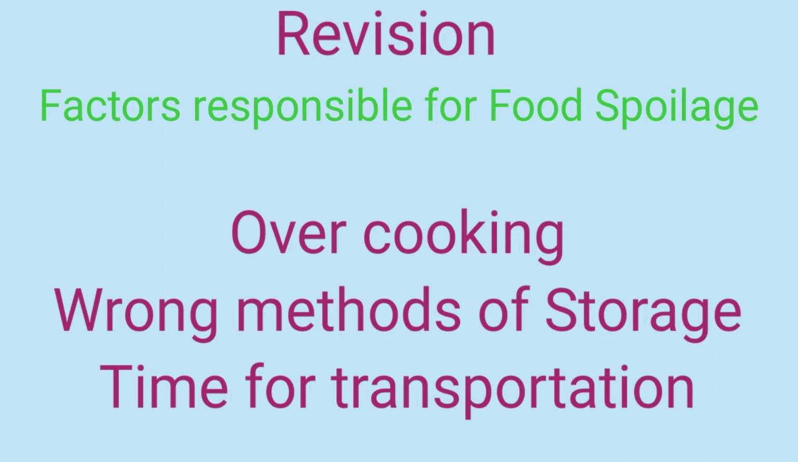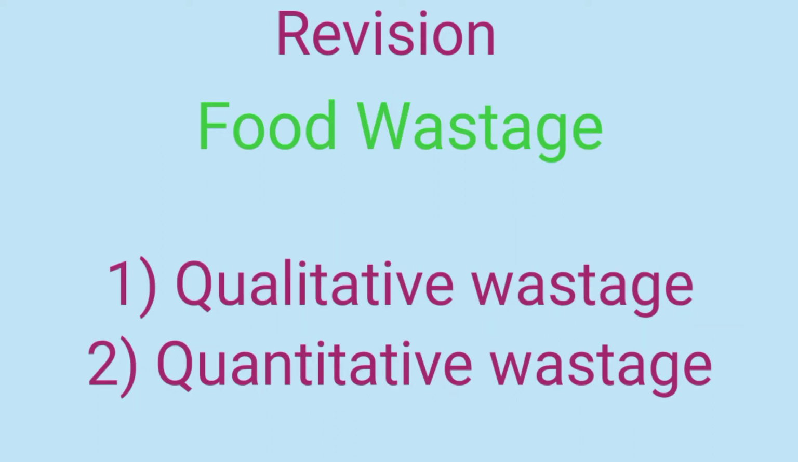What is food spoilage? If the odor, color, taste, or nutrients have changed, then that food is called spoiled food. And which are the reasons for this food spoilage? First is overcooking, second is the wrong method of storage, and the time of transportation. Means first is mishandling. These are improper handling of the food. Due to these methods, the quality of the food gets destroyed.